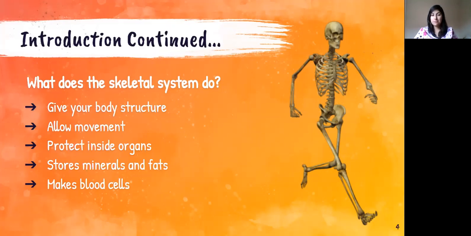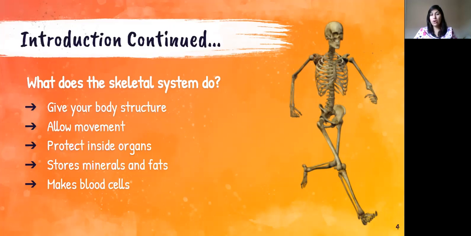The last thing that the skeletal system does is that it makes blood cells. We talked about blood in the cardiac system. Some of those red blood cells, which is what makes up that blood that goes around everywhere, are actually created inside what we call the bone marrow. The bone marrow is inside some of your bones in the very center. So inside those bones, that's where some of those red blood cells are being made.